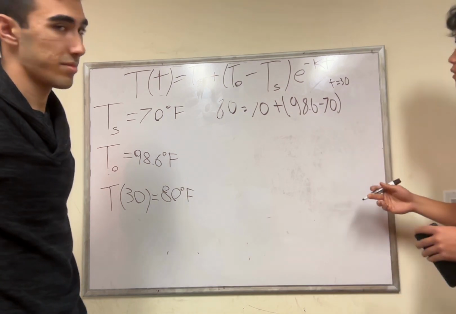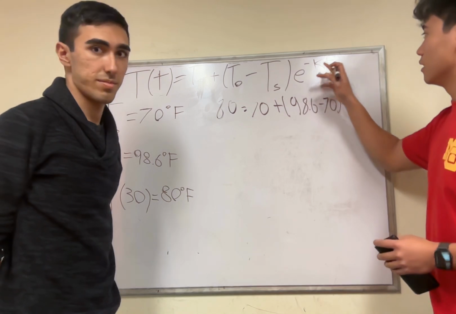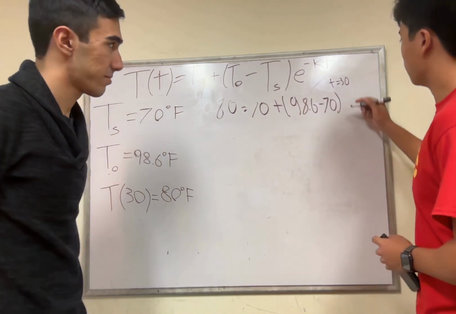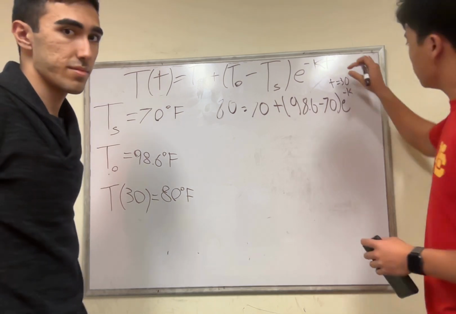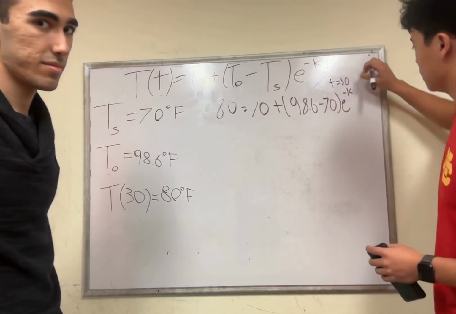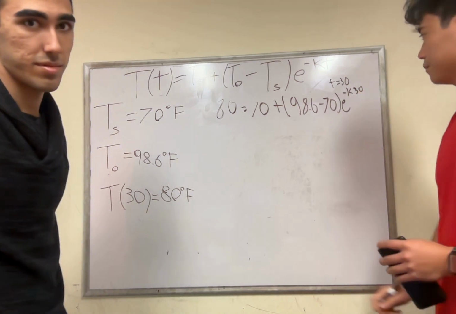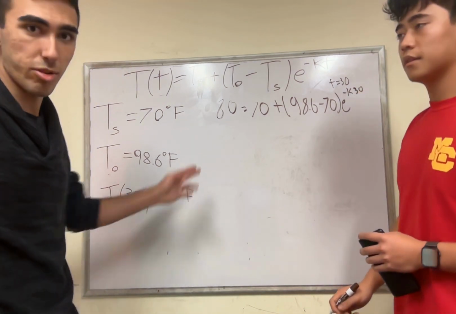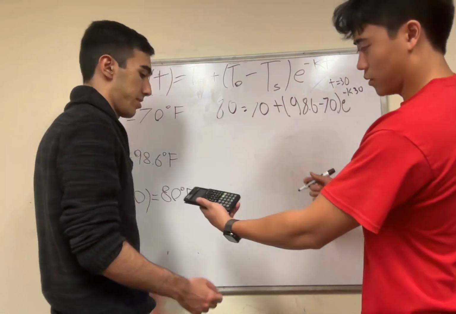And the point of this equation, with all these variables here, is we are finding the k constant. So now we can plug in, we can use the e to the negative k, and we know our t right here is 30. So we have negative k times 30. Okay, so now let's crunch some numbers.